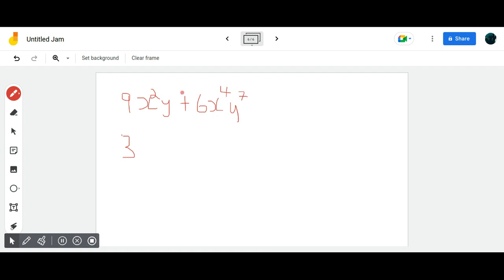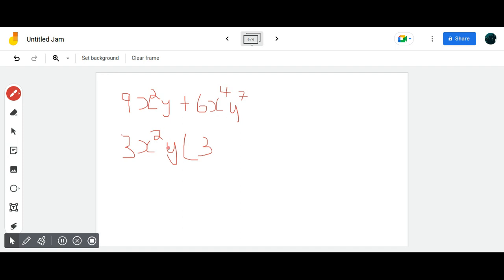X, but not just x. We identify the x that has the lowest exponent value, and that is x squared, as well as the y that has the lowest exponent value, and that is y, right? And then in factorizing 3x squared y into 9x squared y is going to just give us 3, right? Because x squared cancels x squared, y cancels y, so I'm just left with 3.